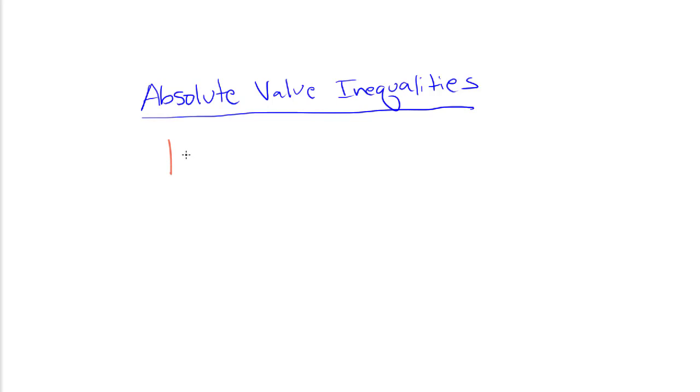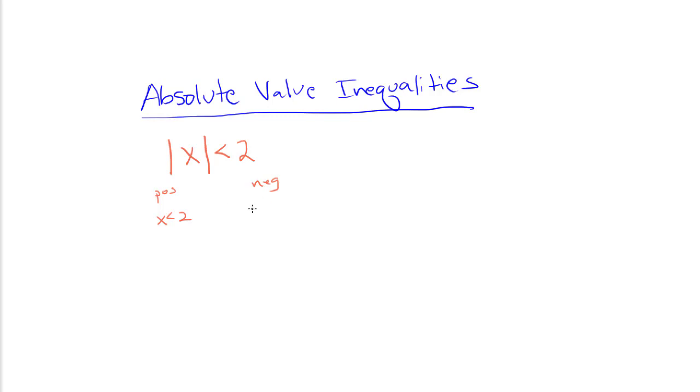What about absolute value inequalities? In this case, the absolute value of x is less than 2. How does that work? Well, again, if we go with our positive and negative cases, it means x is less than 2.